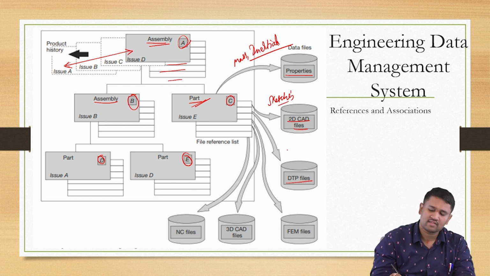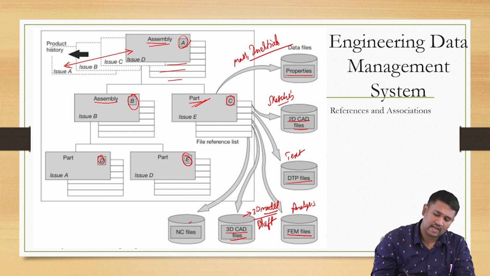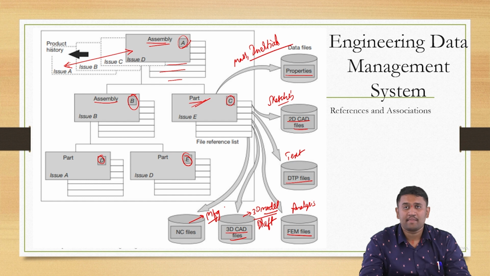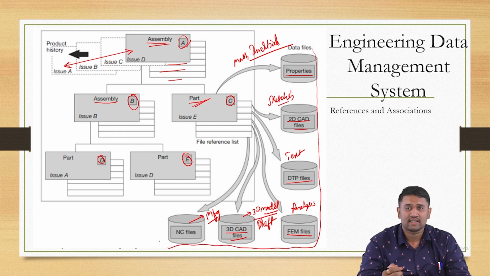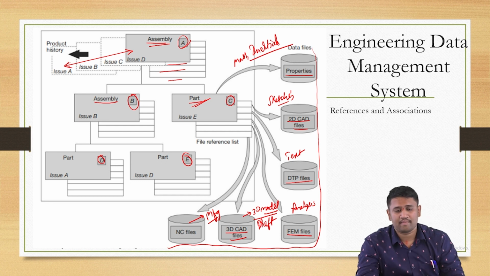Next are your DTP files or your text files, right? FEM files, basically your analysis files. The 3D CAD files or 3D model files, or draft files, and NC is for the manufacturing perspective, right? For any part that we assume has a basic functionality, these are the sub-sections, or sub-files, or sub-data sets that should be available while creating an assembly or any part.